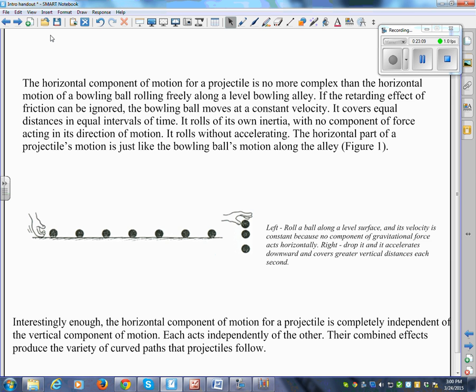Let's do that. The horizontal component of motion for a projectile is no more complex than the horizontal motion of a bowling ball rolling freely along a level bowling alley. If the retarding effect of friction can be ignored, the bowling ball moves at a constant velocity. It covers equal distances in equal intervals of time. The distances between them are the same. It rolls of its own inertia, with no component of force acting in its direction of motion. It rolls without accelerating. The horizontal part of a projectile's motion is just like the bowling ball's motion along the alley, especially this part. True if you disregard air resistance, which we will do.